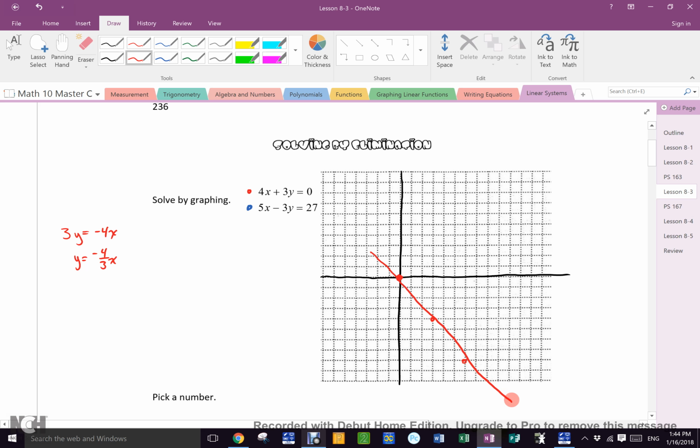Is everybody cool? Okay. Then I would do the same thing with the blue. Negative 3y would equal negative 5x plus 27. Then I would divide everything by 3, and I would get y equals positive 5/3 x minus 9. Then I would go down to negative 9. 1, 2, 3, 4, 5, 6, 7, 8, 9. And then I would go up 1, 2, 3, 4, 5, and over 1, 2, 3, and I would see I cross right there. Is everyone cool with that?